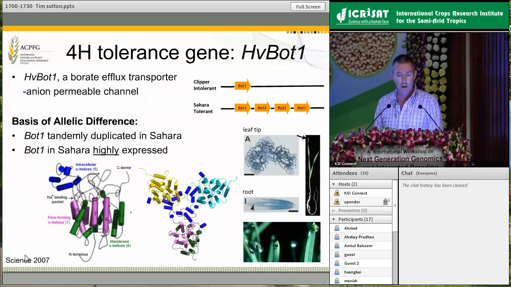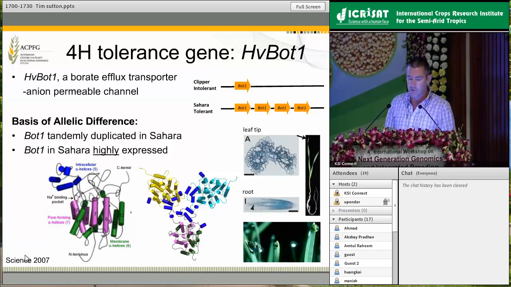So in barley we cloned a gene at the 4H locus. It's a boron efflux transporter. It's actually an anion permeable channel. The basis of the allelic difference between Clipper and Sahara here is mainly that Sahara has a tandem duplication of genes at this locus. So there are at least 4 copies quite closely tandemly duplicated at this locus, compared to intolerant genotypes that generally have 1 copy at the region. This results in a really high level of expression in the tolerant genotypes.